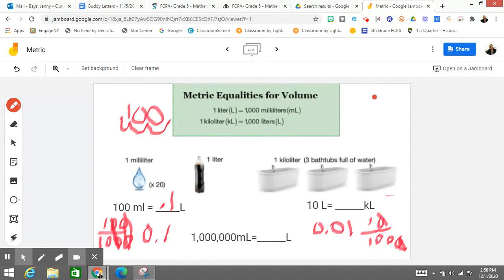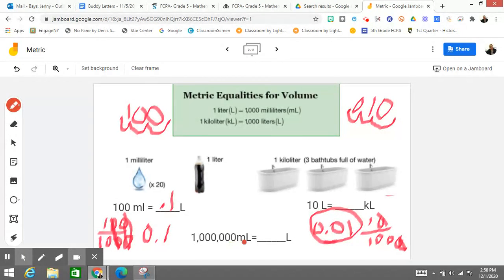Or we can take our 10. Remember our assumed decimal place. Divide by 1,000 means move it 3 places smaller. Here's my decimal, so I have to fill in that hole with a 0. So decimal 0, 1, which is 1/100th, which is what we got right here.